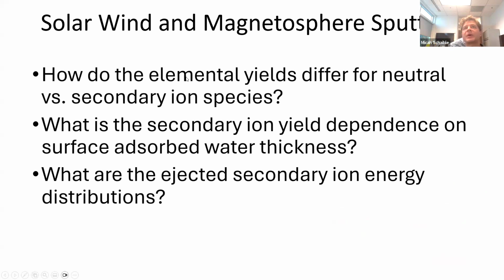The questions that we're really asking here are: how do the elemental yields differ for sputtered neutral and ion species? What is the secondary ion yield dependence on the amount of water that is absorbed onto regolith grains? And then in order to determine how those ions are coming off the surface and what their detectability is, we also want to know the ejected secondary ion energy distributions.